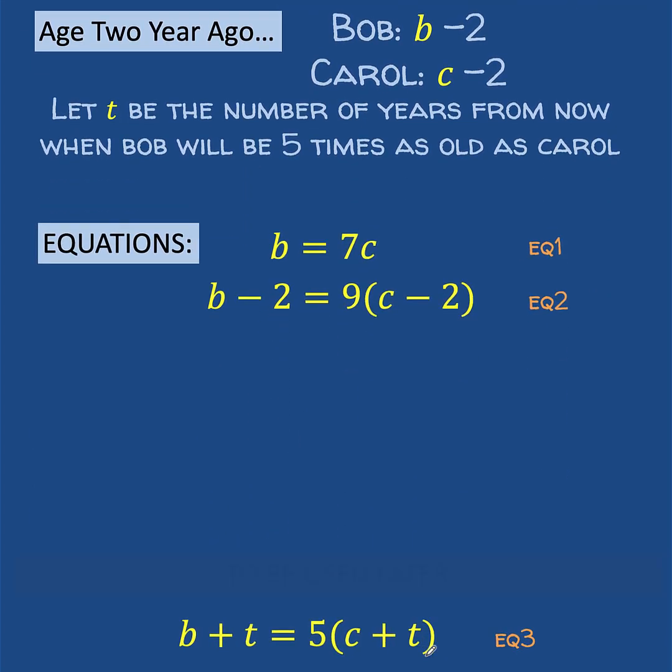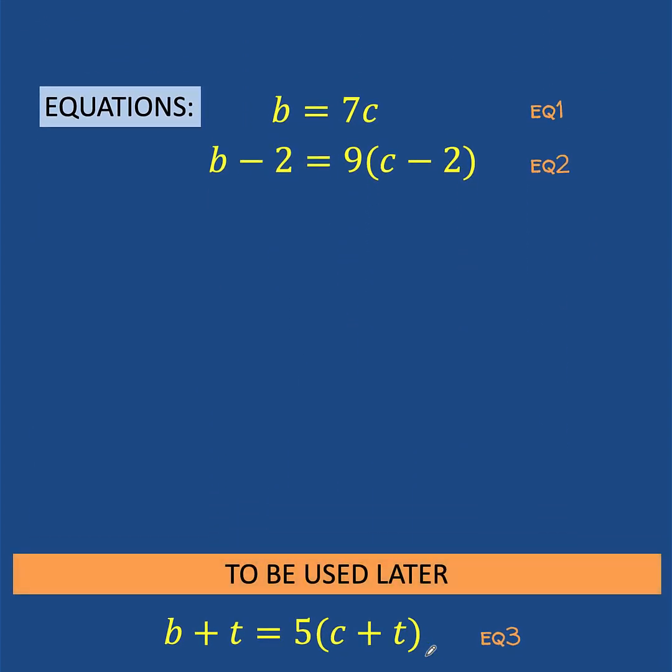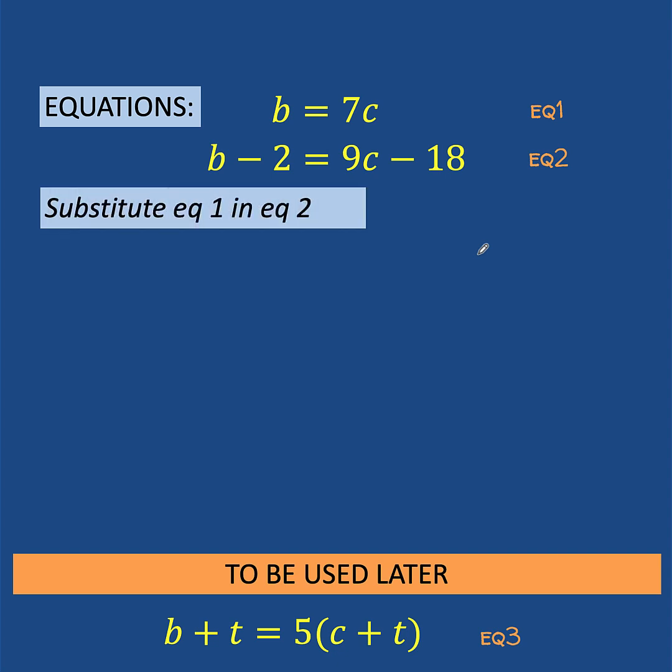Let's work with the first 2 equations and solve them simultaneously. We are going to reserve this third equation for later, when we have found the values for B and C. So here is a monomial factor and a binomial factor. We can simplify that by distributing 9 to C minus 2, and here is the result. Next, solving these 2 equations simultaneously, we substitute equation 1 into equation number 2. So whenever we see B, we are going to use 7C as its substituted value. And so here's the result. Instead of this B, we have 7C, and we copy all the rest.